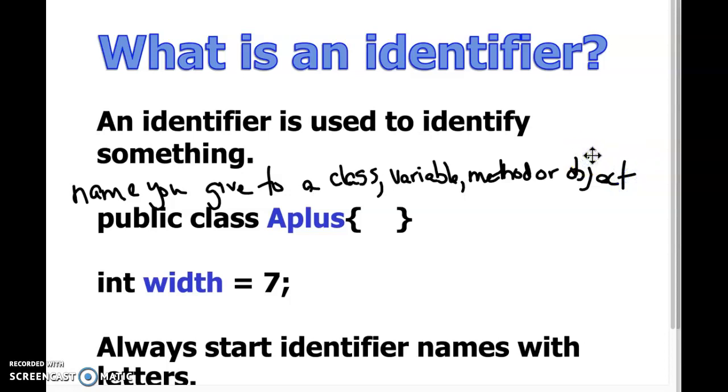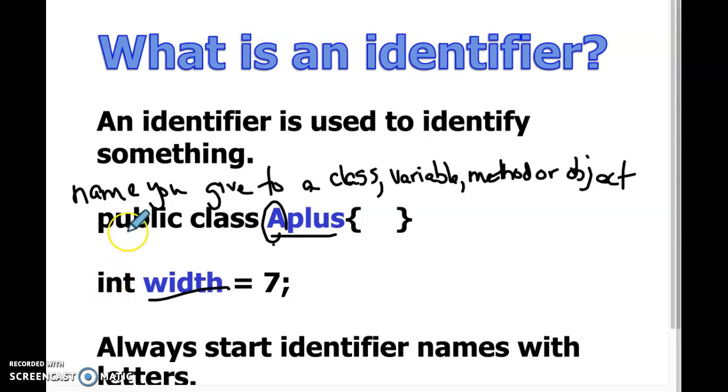Okay, I'll get better as we go. So the name here, this guy is called A+. This is a class. Classes start with uppercase letters. So you know it's a class if it starts with an uppercase letter, and that's the only thing that starts with an uppercase letter. That's a style. Width is the name of a variable.